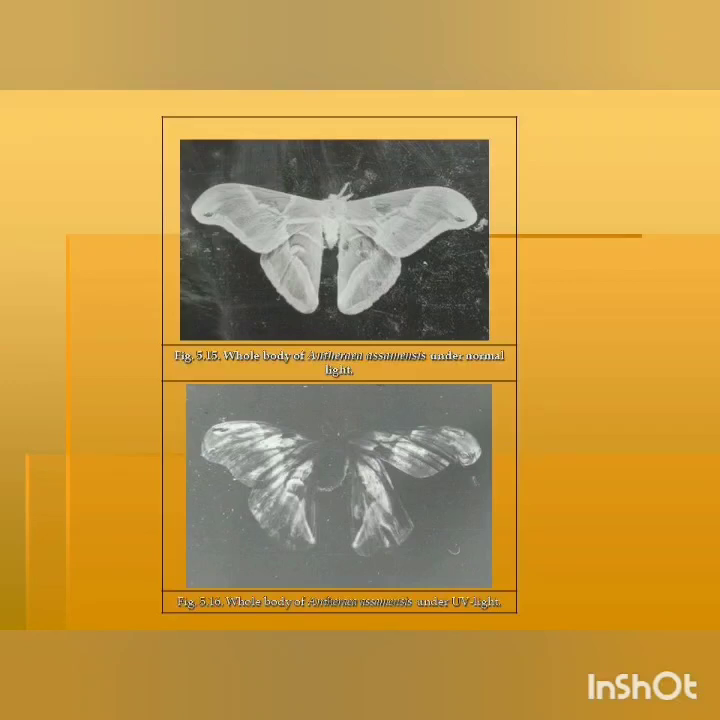This is the photograph through UV light in the lower picture and normal light in the upper picture. In the lower picture we find the shape is not seen properly, because only those areas from where UV is reflected show some structure, whereas the normal light gives the detailed picture of the moth.